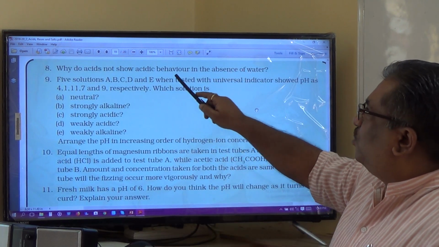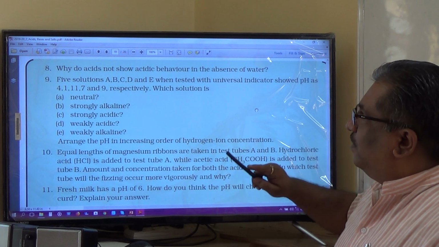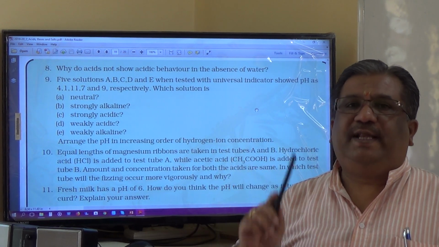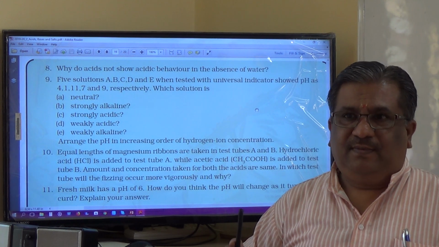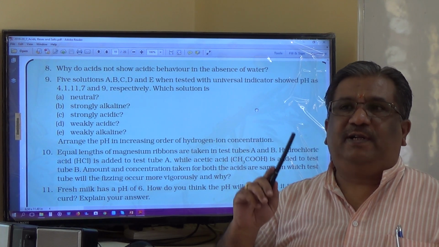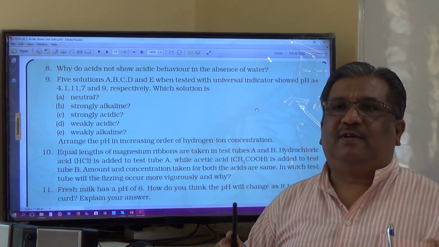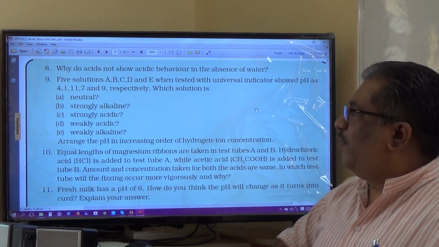Why do acids not show acidic behavior in the absence of water? In the absence of water, acids do not dissociate into ions, and therefore they do not produce H plus ions, and hence in the absence of water they do not exhibit acidic property.